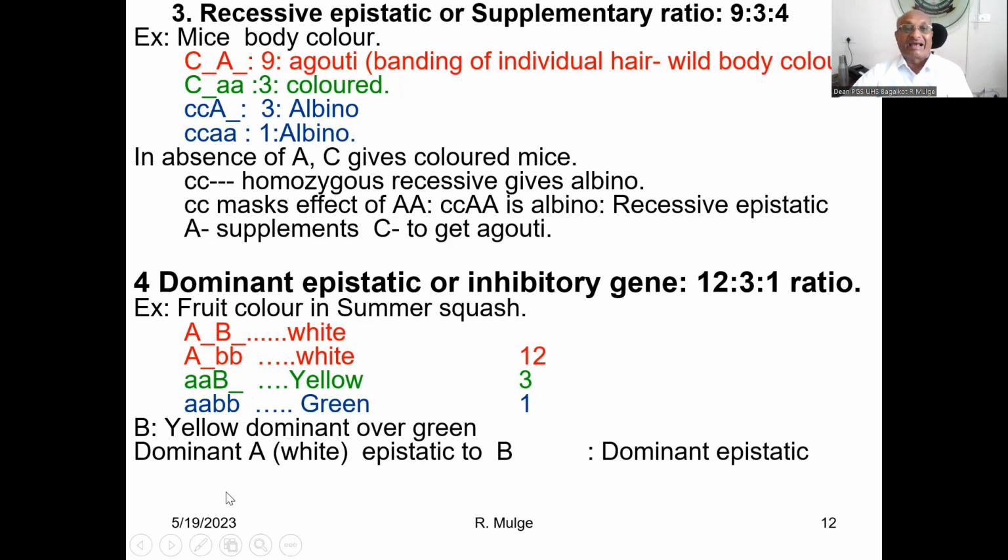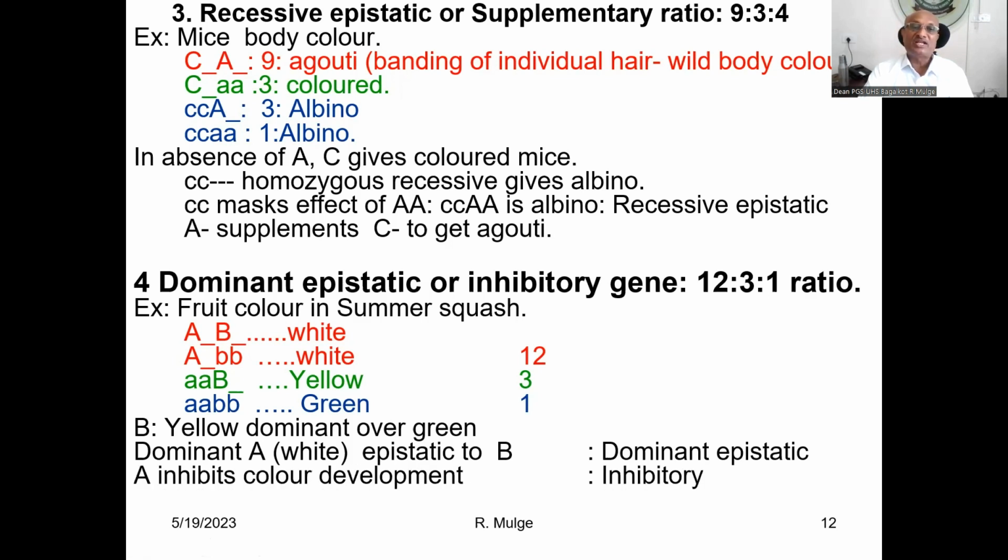Yellow is dominant over the green. That's why it's called dominant epistasis. So dominant A is epistatic to B. Now, why is it called inhibitory? If both the alleles are in recessive condition, the plants are green. So it is referred to as dominant epistasis or inhibitory gene action. The ratio is 12:3:1. All such situations you can encounter. It inhibits the color development.